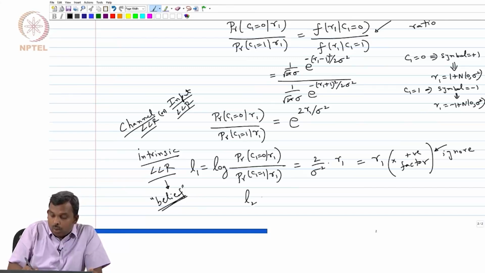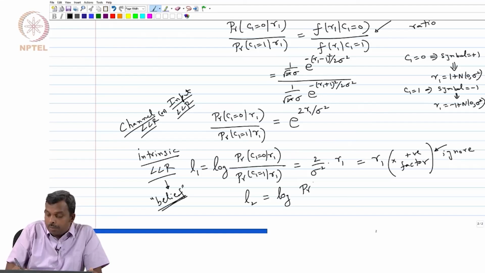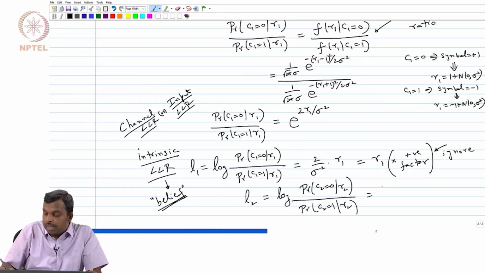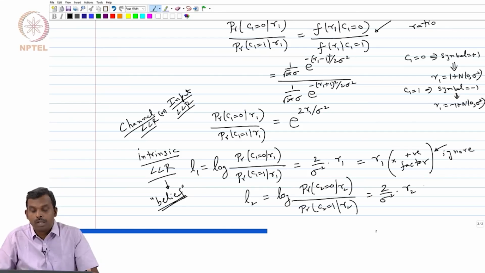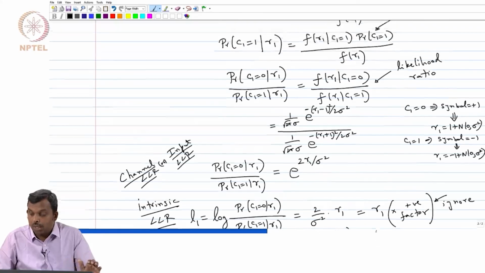Likewise, L2, let me write this down for L2 alone: the probability of C2 equals 0 given R2 divided by the probability of C2 equals 1 given R2 will also work out as 2 by sigma squared times R2. The same thing holds for L3 as well; one can write down an expression for L3. So this is the input log likelihood ratio.